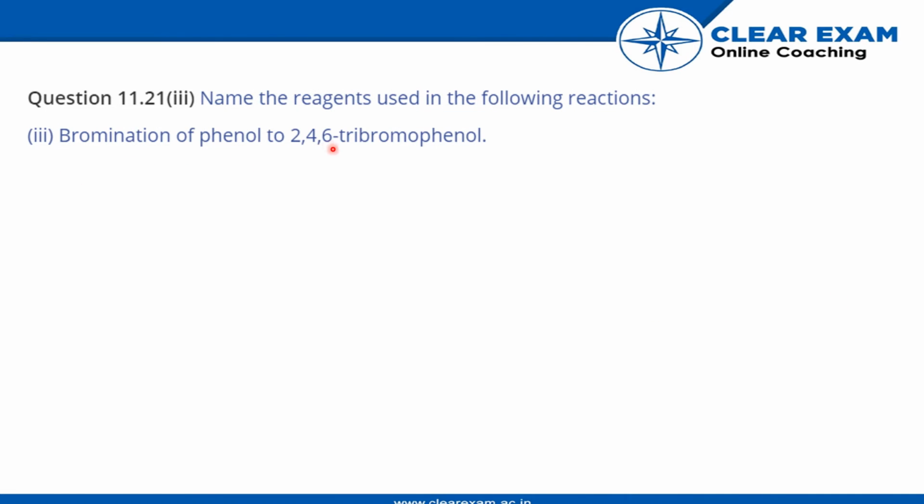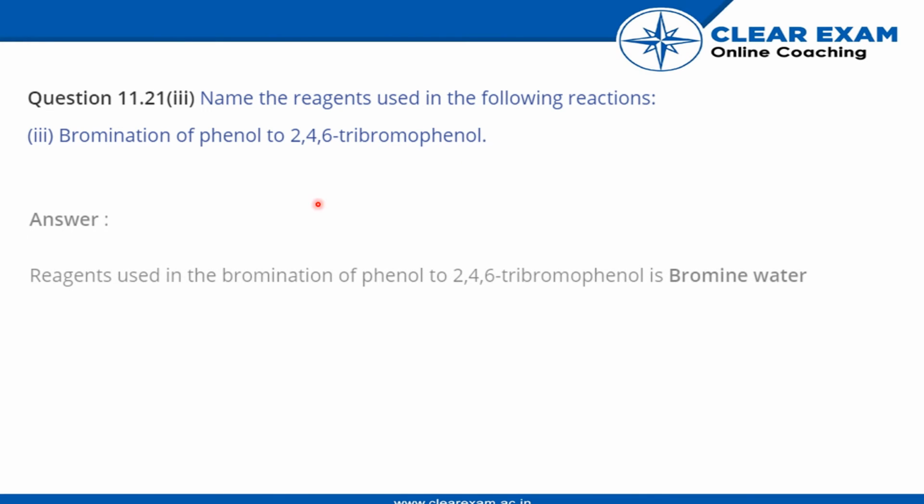Bromination of phenol to 2,4,6 tribromophenol. Reagent used in the bromination of phenol to 2,4,6 tribromophenol is bromine water. What is bromine water? It is basically Br2 plus H2O. Okay.